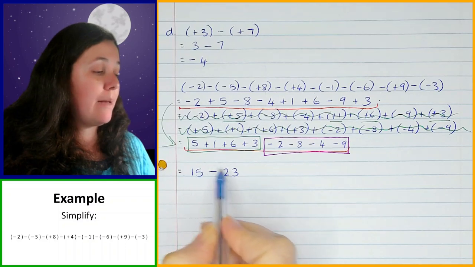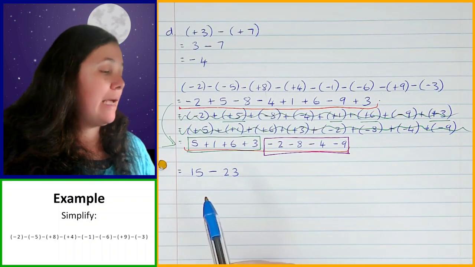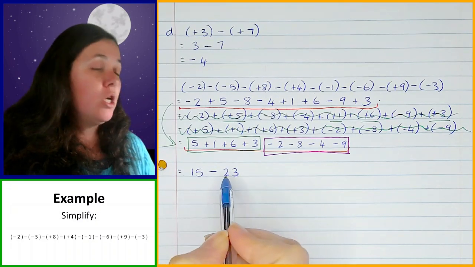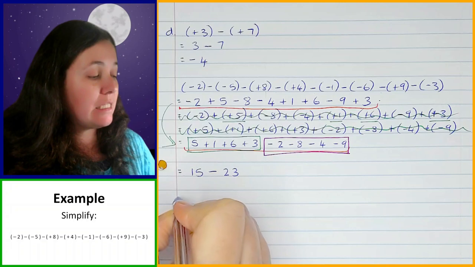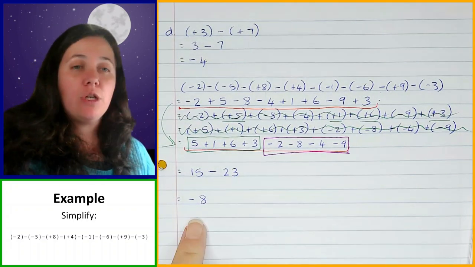I can subtract the absolute values, so 23 minus 15, and that gives me 8, and then I keep the sign of the one with a bigger absolute value, which is the 23. So that's going to be negative 8. So that's what you should get for that example.